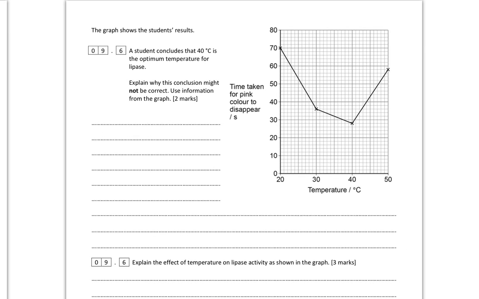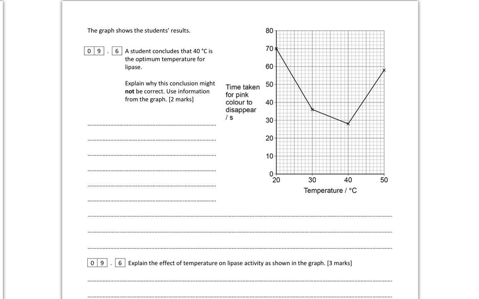9.6, students' results are here. So we've got our time taken for the pink colour to disappear. And read the axis. As I increase temperature, the time taken is getting less, so it's getting faster. And then 40 degrees C was my lowest time, fastest speed. It goes up, gets slower again up to 50. Student concludes that 40 degrees C is the optimum temperature.